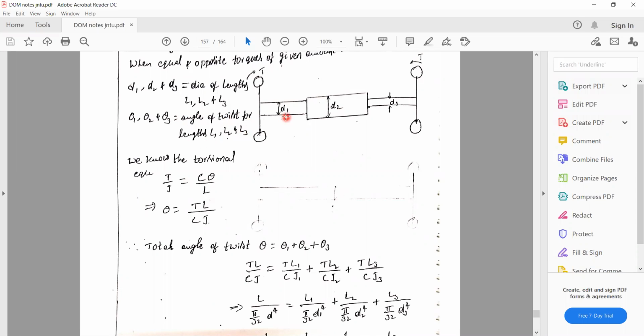Why? Because when we are varying the diameter of the shaft, their angle of twist is also varying. You are giving some twisting at the end of the shaft, but when the diameter is changed, their angle of twist is also changed. Because the diameter is varying, that's why theta 1, theta 2, theta 3 are formed here. Now let us take our torsional equation.